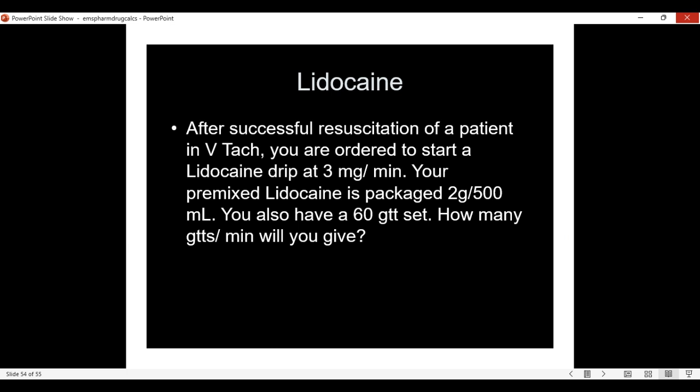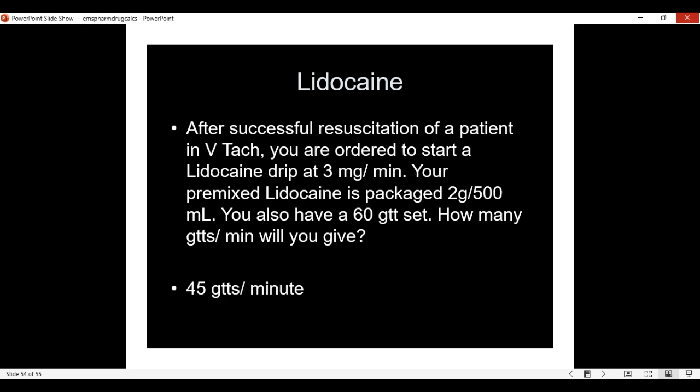So after successfully resuscitating a patient in VTAC, you're ordered to start a lidocaine drip at 3 milligrams per minute. Your premix lidocaine package is 2 grams in 500 milliliters. You also have 60 drop tubing. So how many drops a minute will you give? Go ahead and pause the video for a second, figure it out, and then come back. All right, so the answer is 45 drops.